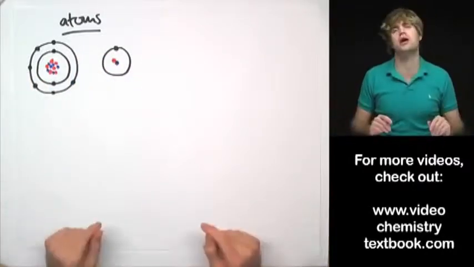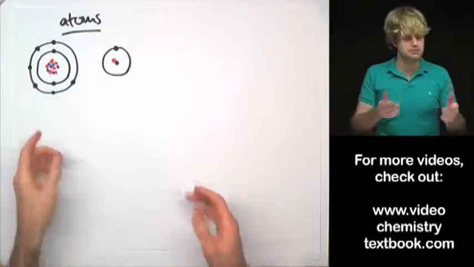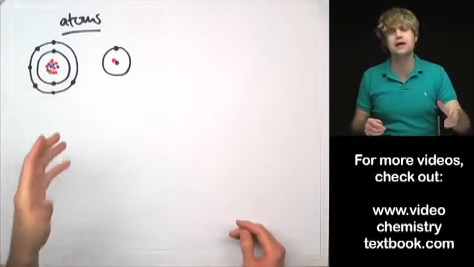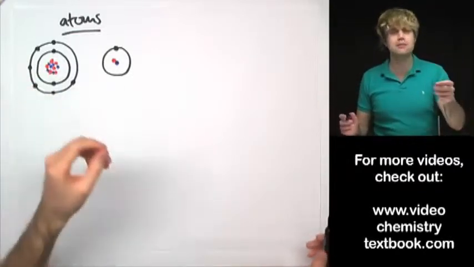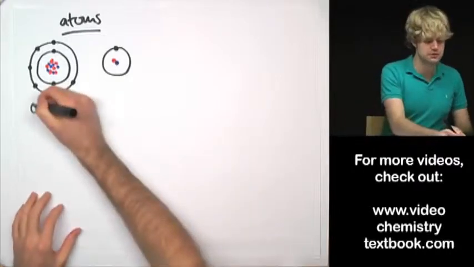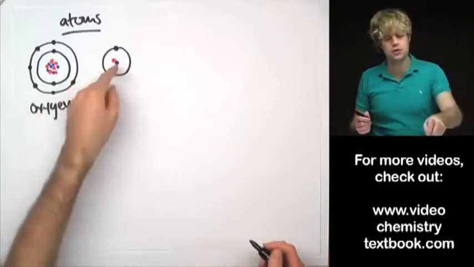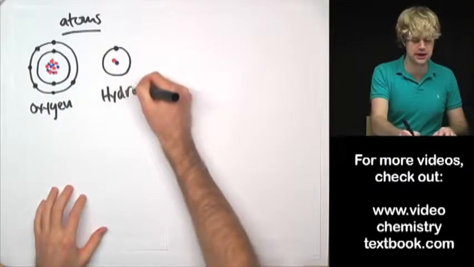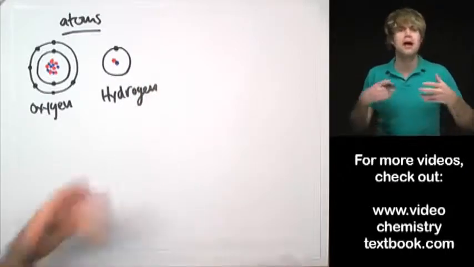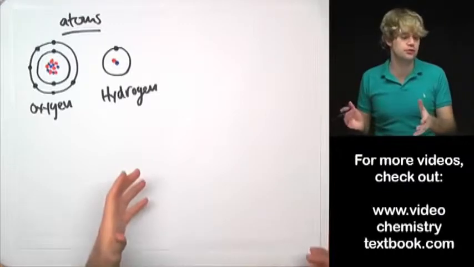So there are all sorts of different types of atom. And the type of atom that you have depends on the number of protons in the nucleus. This atom over here has 8 protons in the nucleus, which means that it is an atom of oxygen. This one over here only has 1 proton in the nucleus, which means that it is an atom of hydrogen. As I said, they're all different kinds of atoms, and there are actually about 100 different kinds.